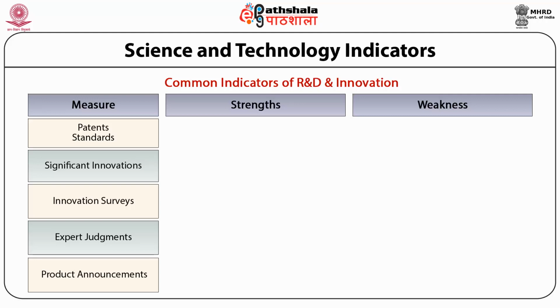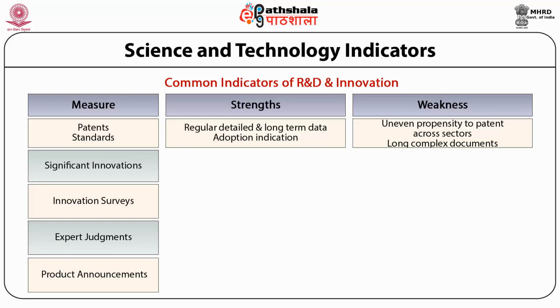A patent is a legal document that gives the holder property rights to the invention. The patent as an indicator is useful because it provides an indication of inventive activity which is novel and useful to society, and also regular, detailed and long-term data is available. The weakness of this indicator is that there is uneven propensity to patent across sectors.